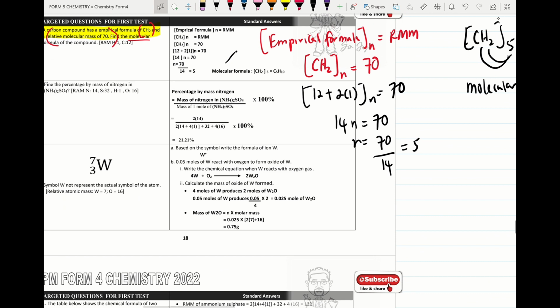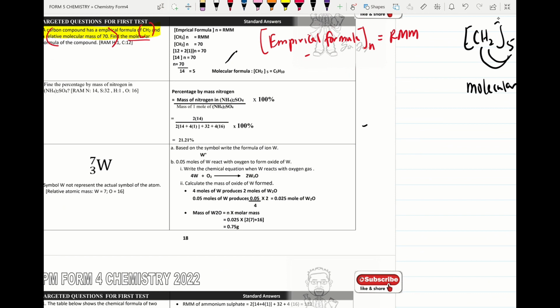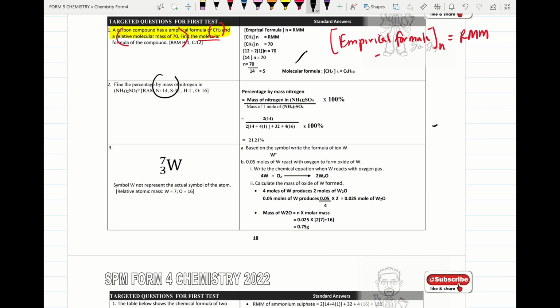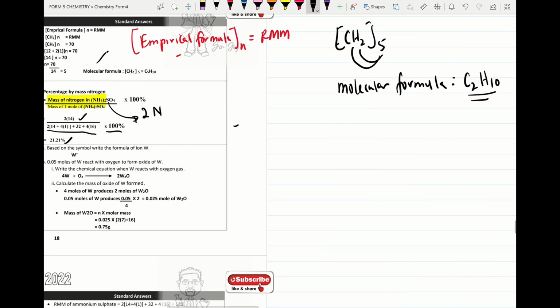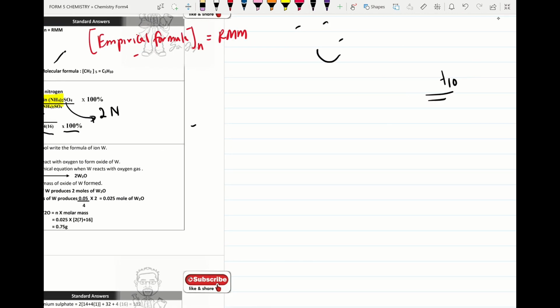Next we try to calculate the percentage of nitrogen that is present in the fertilizer. So try to find the percentage by mass of nitrogen in ammonium sulfate. So how to find it? We take the mass of nitrogen in ammonium sulfate. We have 2 nitrogen atoms here, so we do 2 times 14, divide by the RMM of ammonium sulfate and times 100 percent, so we will get 21.21 percent. So we try to do another similar question.